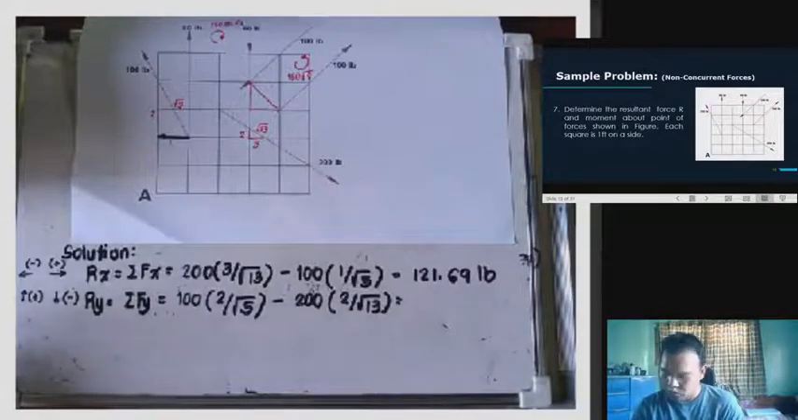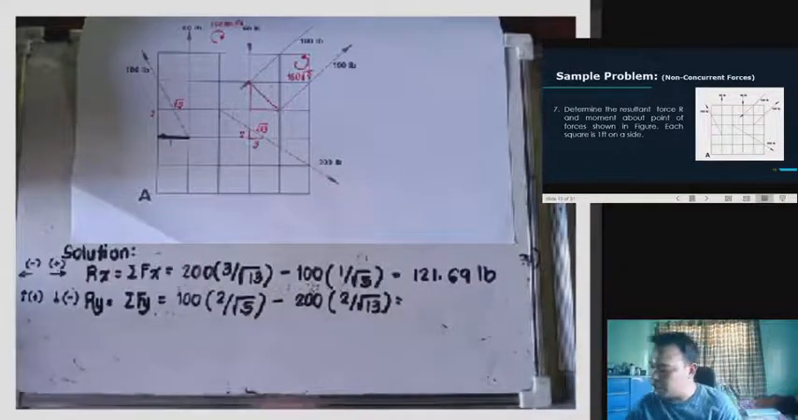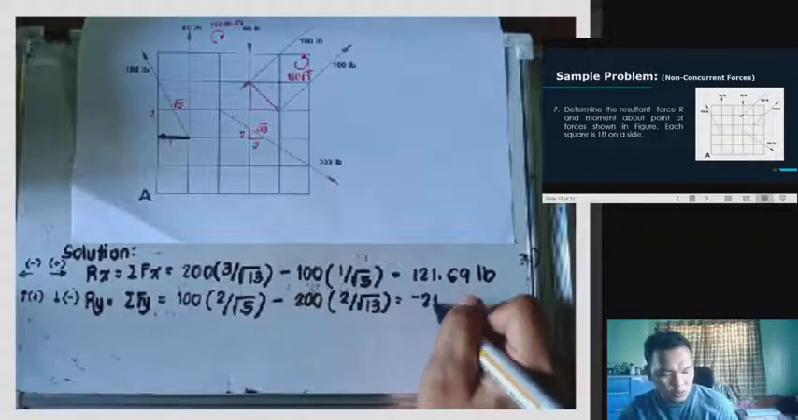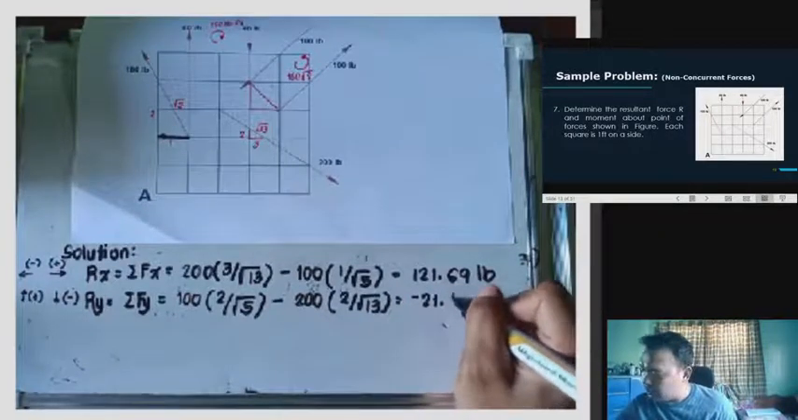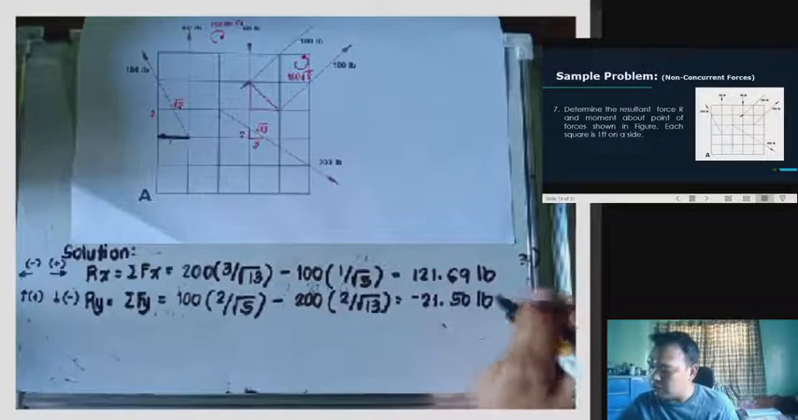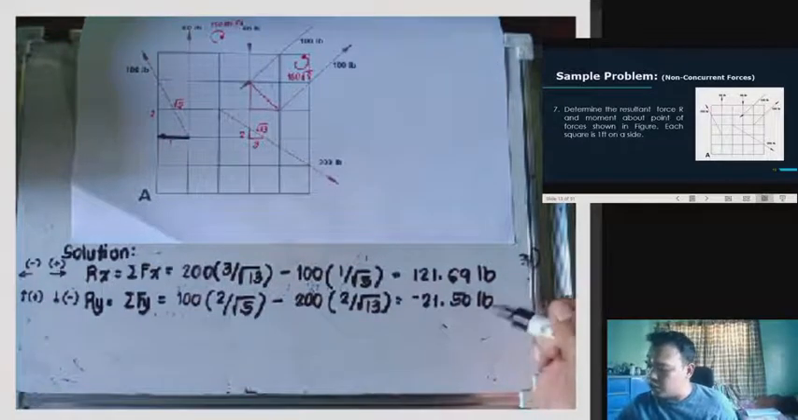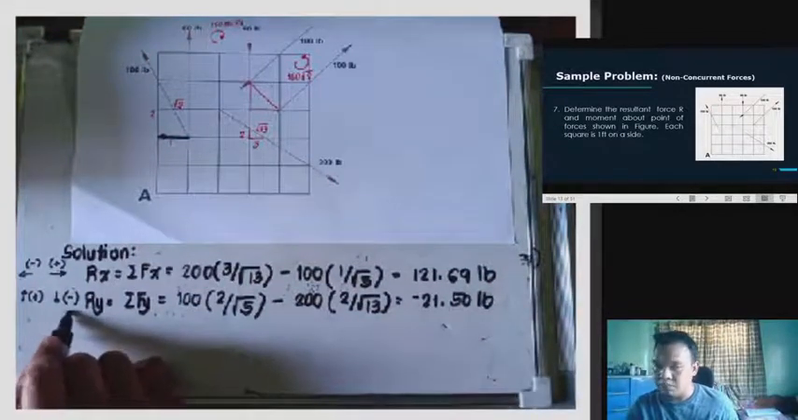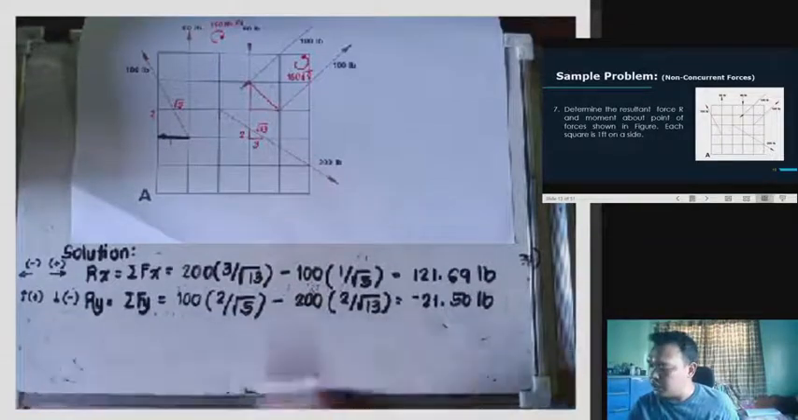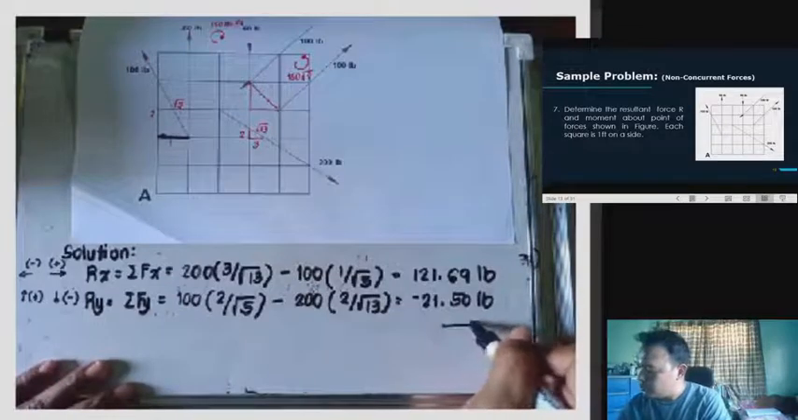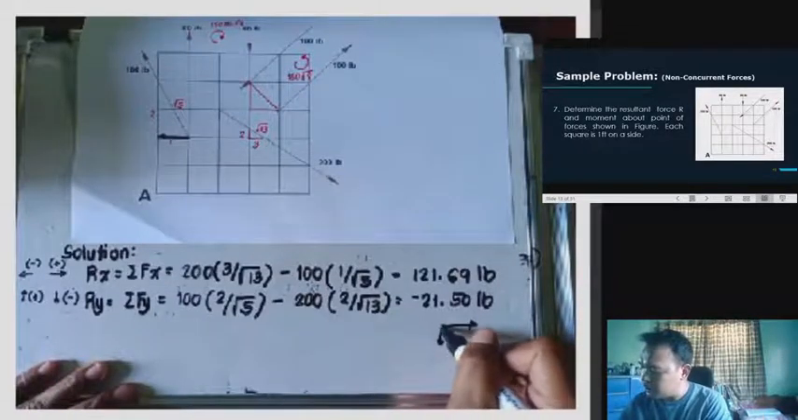Then for Ry, we have here 100 times 2 all over the square root of 5 minus 200 times 2 all over the square root of 13. So we have here negative 21.50 pounds. Therefore, itong Ry natin is going down kasi nga negative yung assumption natin pag downward. Ito positive tayo, so ibig sabihin pag ganon. So the resultant will be pag ganito at pag ganito, so resultant natin ay pag ganyan.